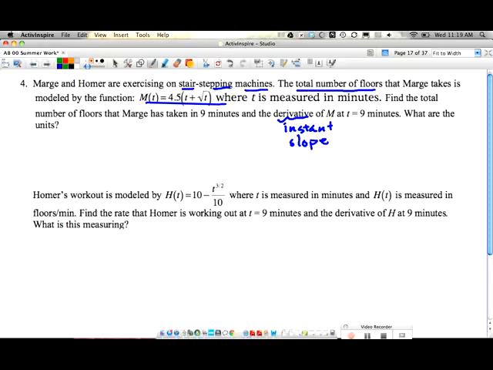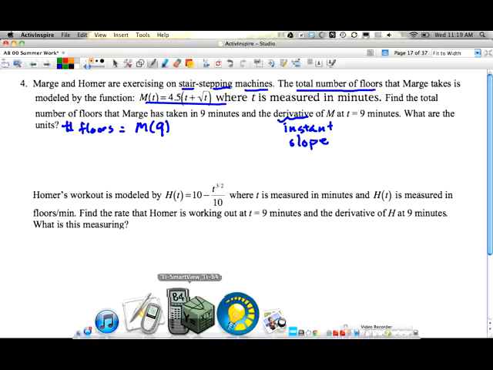So we're going to have to do a really, really close calculation of slope, and we're also just going to need to figure out the value of this. So how many floors has she taken? The number of floors equals m of 9. We got to plug in 9. So let's type this into our calculator here.